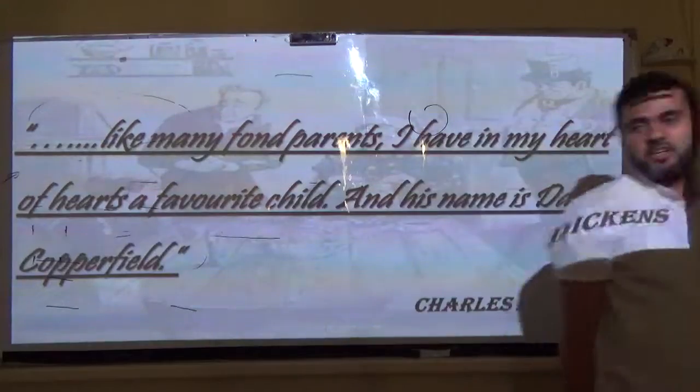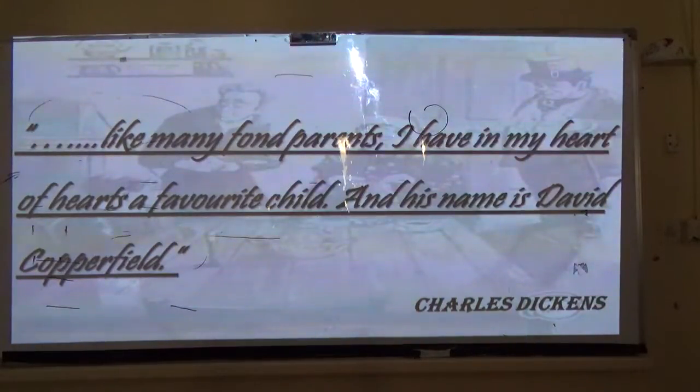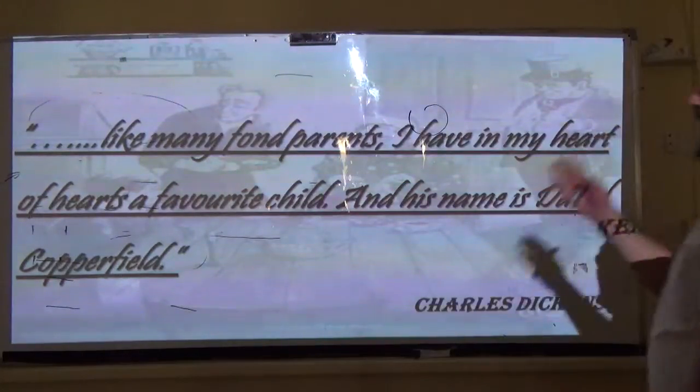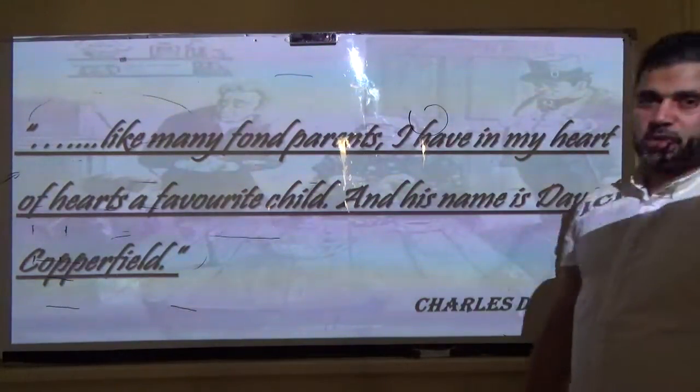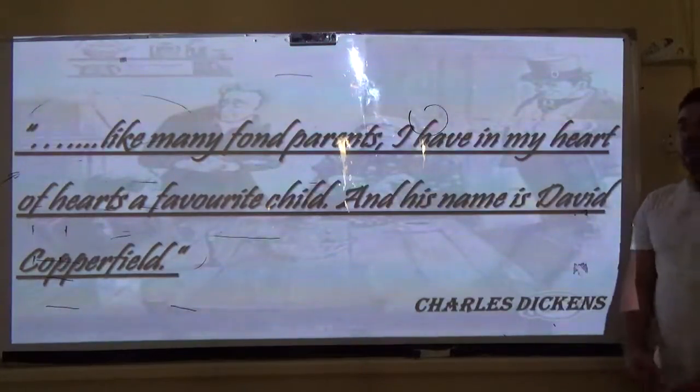We have a quotation here. Let's find out who said it. "Like many fond parents, I have in my heart of hearts a favorite child, and his name is David Copperfield." Who said these words, and why did he say them?